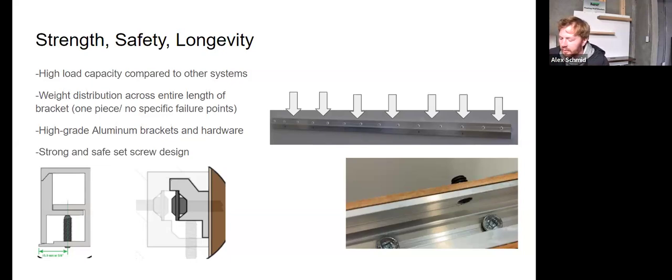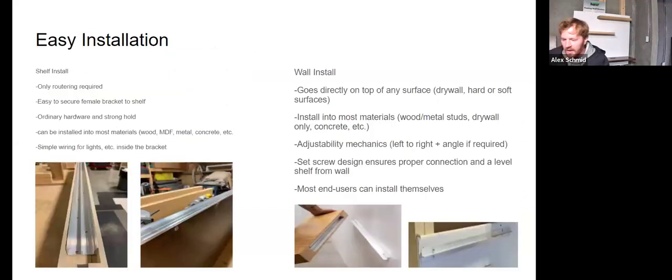We use obviously high-grade aluminum, and then we've got a strong and safe set screw design. You can see from back there, from when I was tightening those set screws up, it really puts those two brackets together, marries the two, and ensures you get a 90 off the wall, and ensures that it's safe and that it's never going to come down from there.